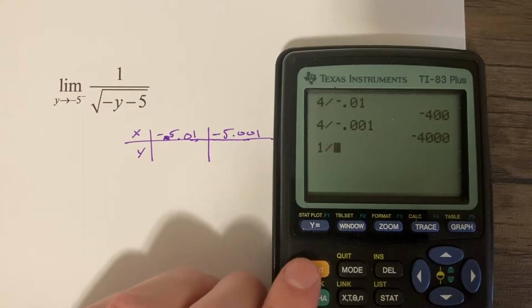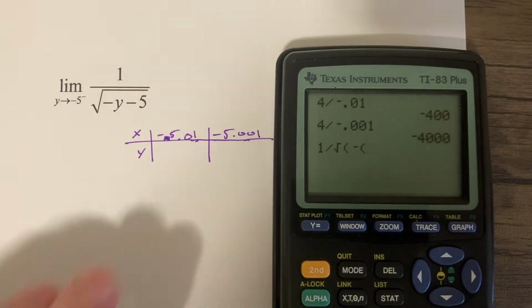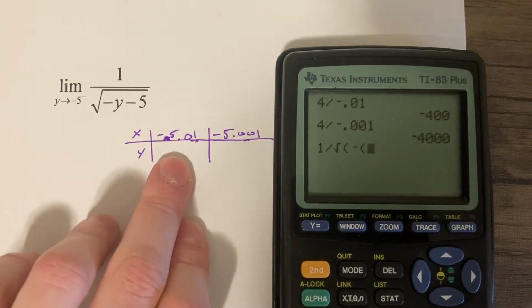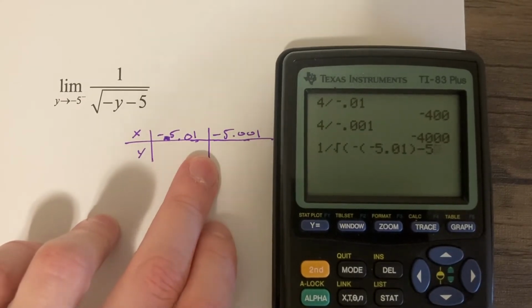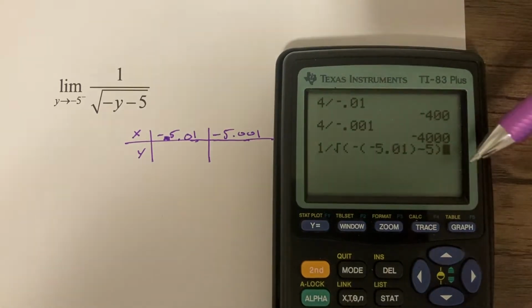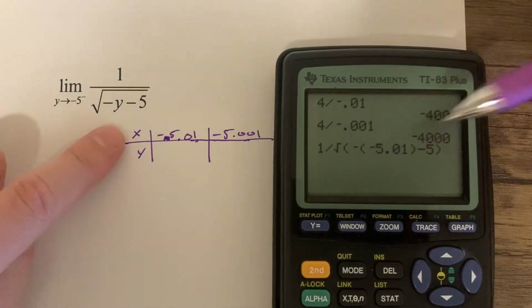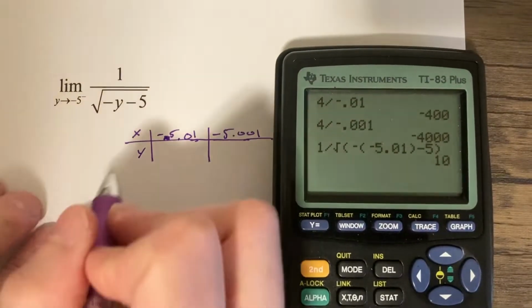So I have 1 divided by the square root of negative, I need some parentheses here, negative 5.01 minus 5. Okay, notice the parentheses there. I'm just making sure that all of that is inside that square root on the bottom. Okay, so it looks like we're good. Let's see, the answer is 10.